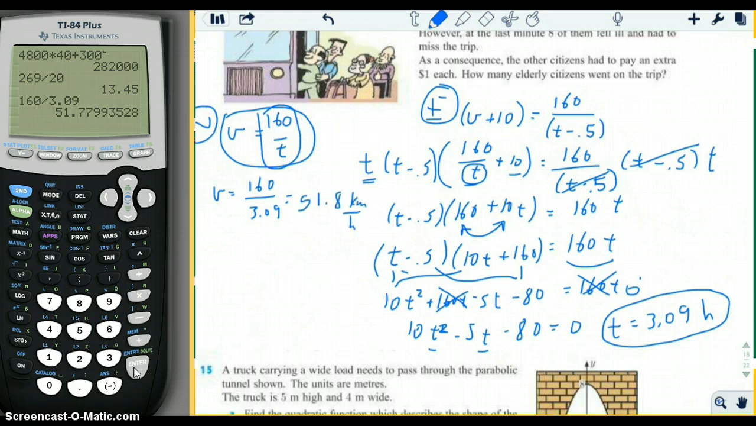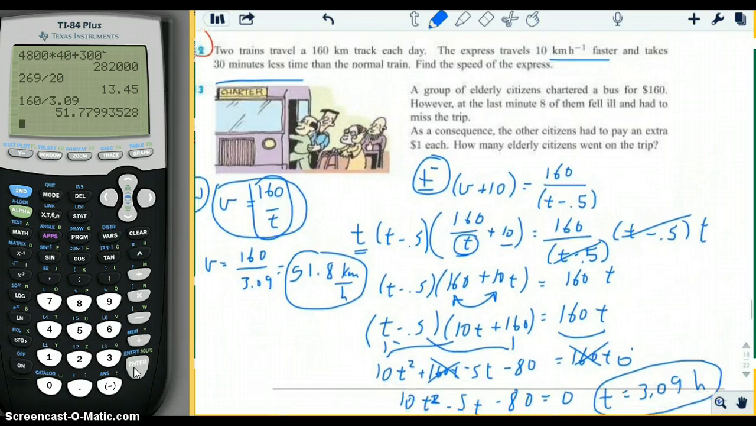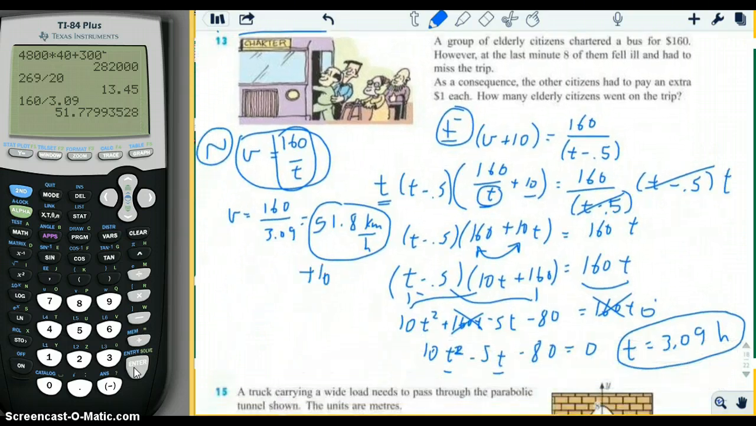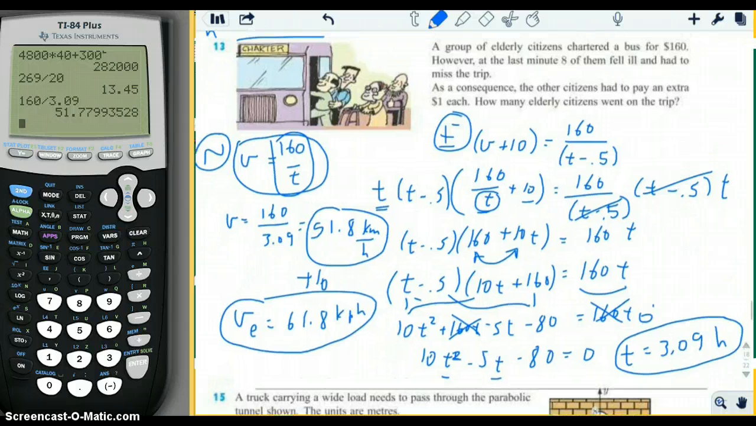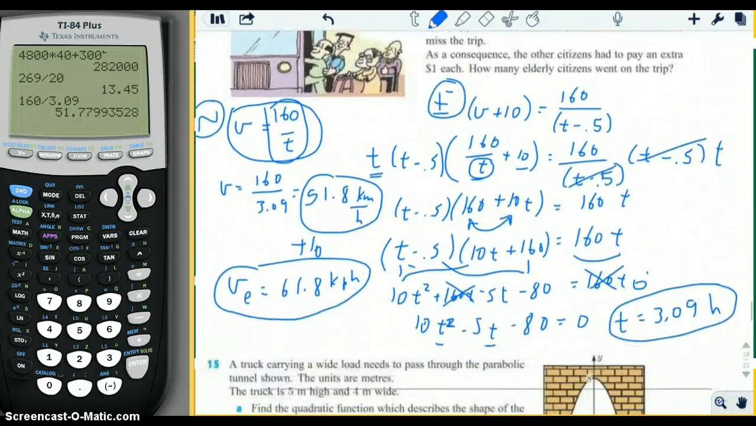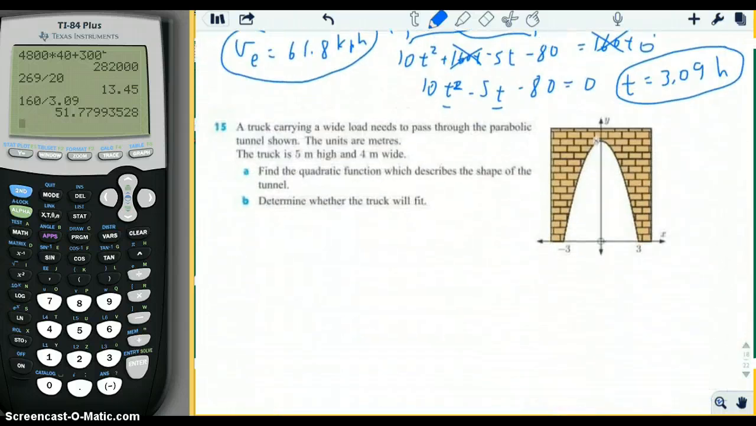an hour. And then remember that the express train goes faster than that. In fact, it goes 10 kilometers faster than that. So you just add 10 to that, and that'll give you the velocity of the express train. It'll be 61.8 kilometers per hour. And that is exactly what they asked for. They asked for the speed of the express train. Okay? And that's what we're going to do for this page.